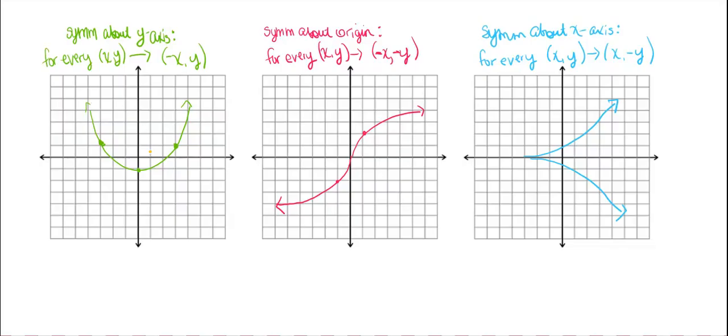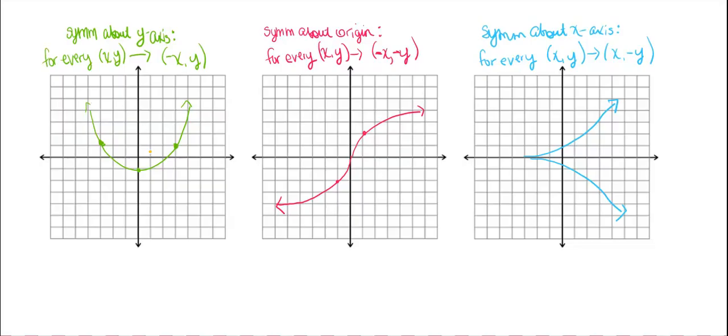I write symmetric about the y-axis. The book says symmetric with respect to the y-axis. It means the same thing. Okay? But what this means is for every x, y on this graph, so for example this x, y here, which is the point 3, 1, there's going to be a negative x, or the opposite of x, but the same y. So there'll be the point negative 3, 1.